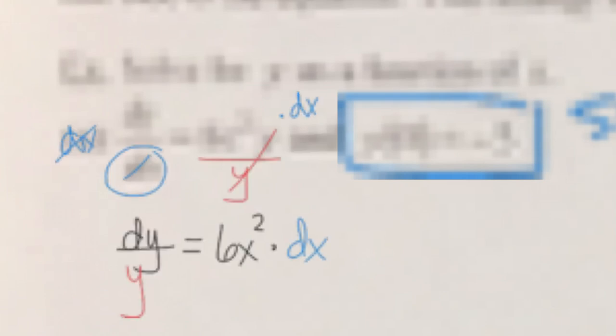dy/dx equals 6x squared times y. Once again, we multiply both sides by dx, and we divide both sides by y. So our equation looks like dy over y equals 6x squared dx. First we separate our variables, getting y and dy on the left, and x's and dx on the right.